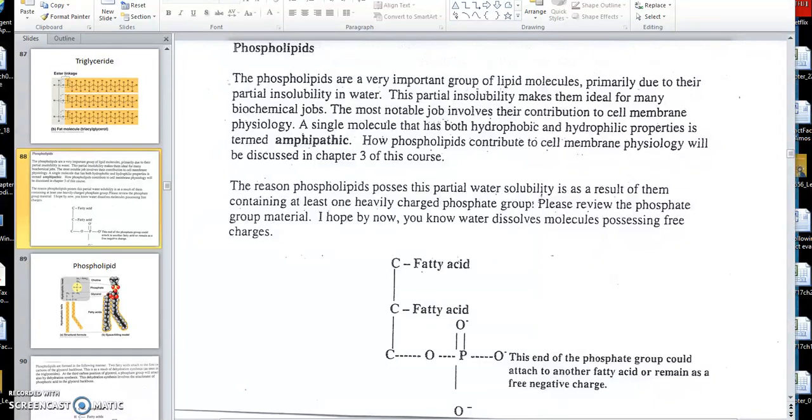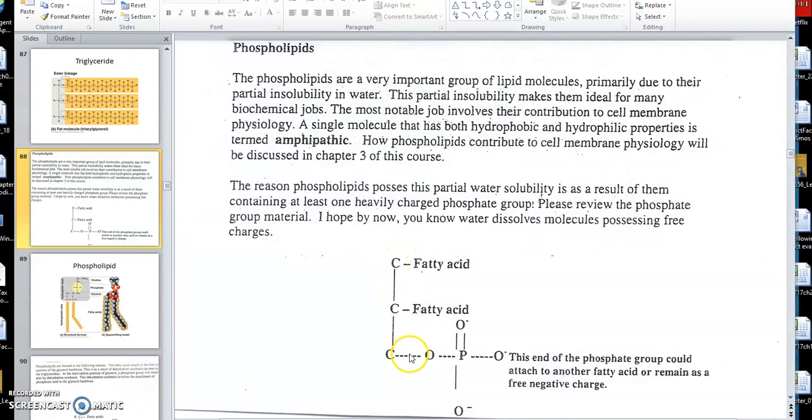If you recall, I mentioned that the lipid family are things that are either totally or partially insoluble in water. Phospholipids are partially. Remember what I mentioned, that to be soluble in water, you needed to have a charge. The phospholipids are comprised like this.